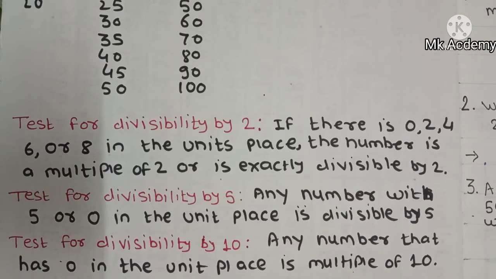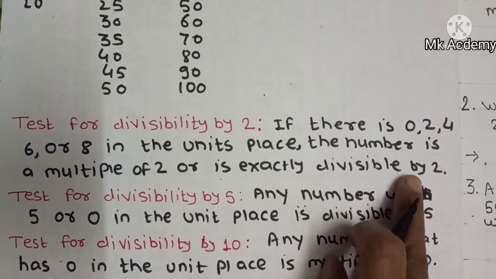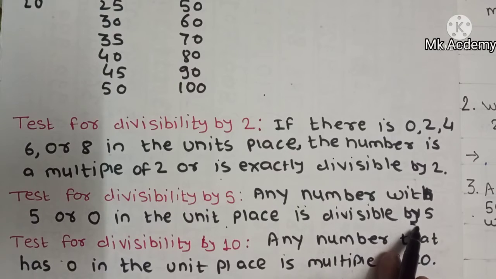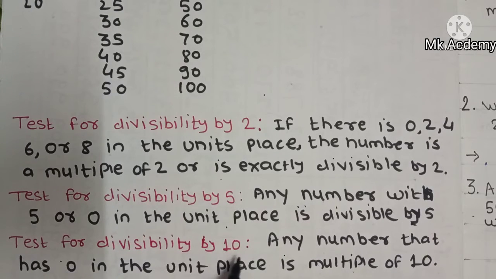See, test for divisibility by 2: if there is 0, 2, 4, 6 or 8 in the unit place, the number is a multiple of 2 or exactly divisible by 2. Test for divisibility by 5: any number with 5 or 0 in the unit place is divisible by 5. And test for divisibility by 10: any number that has 0 in the unit place is a multiple of 10 or divisible by 10.